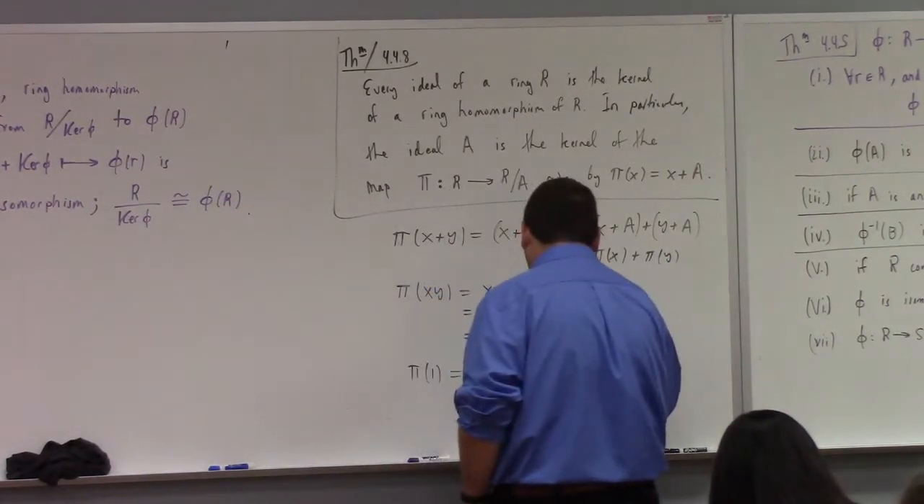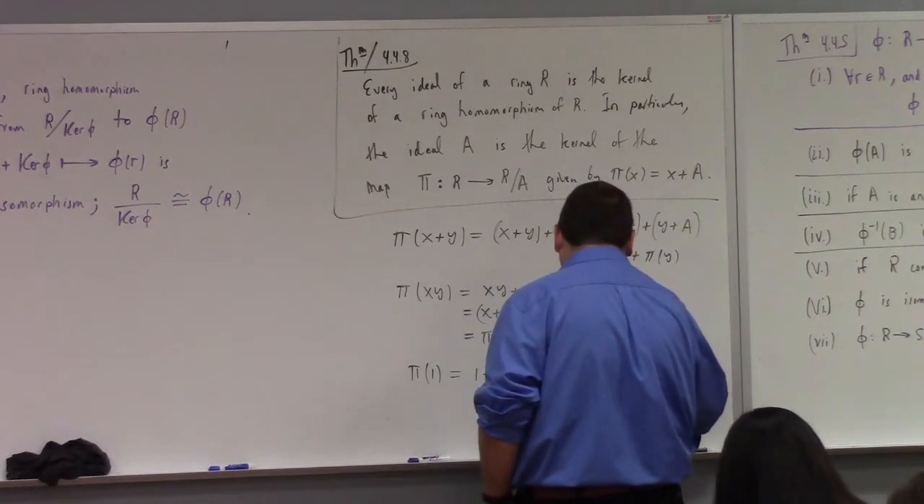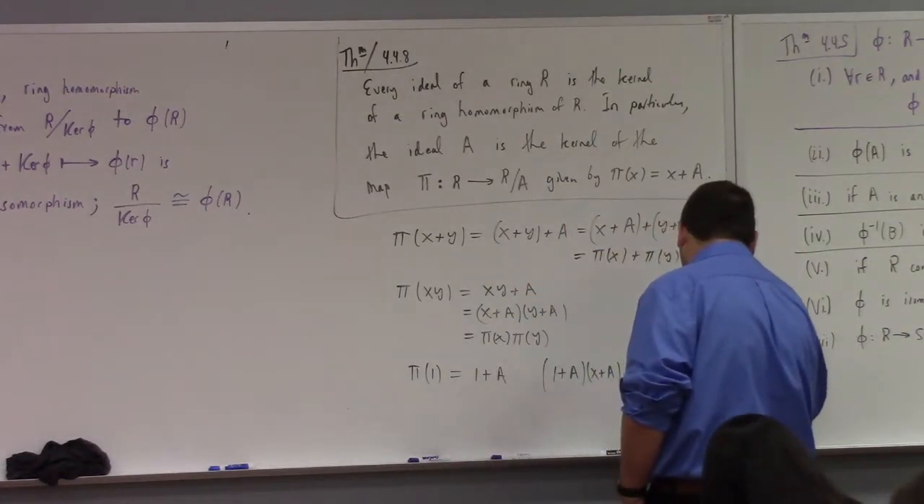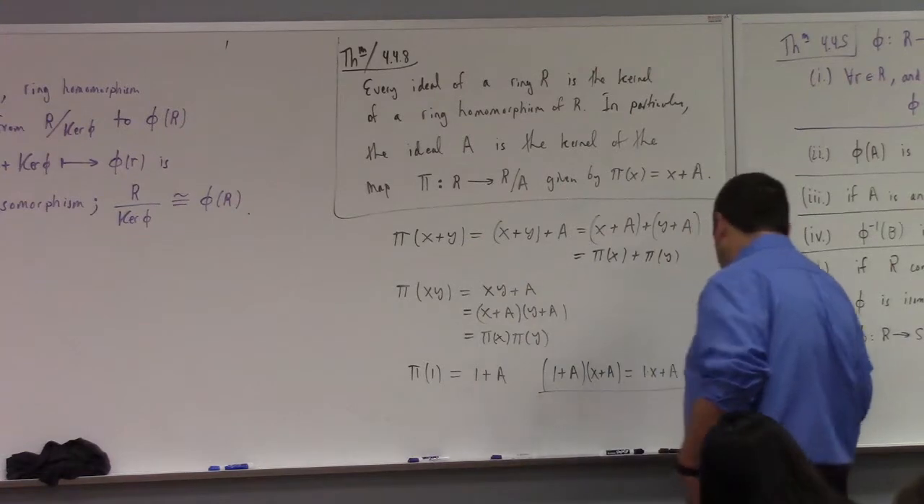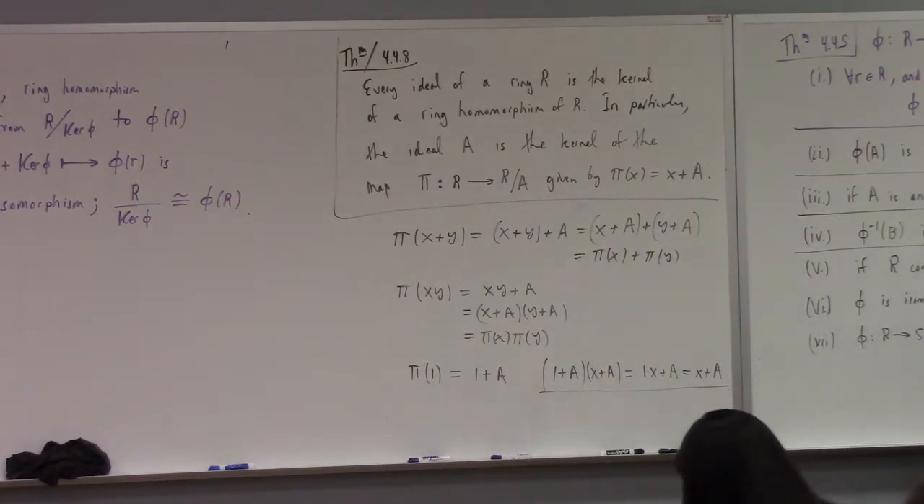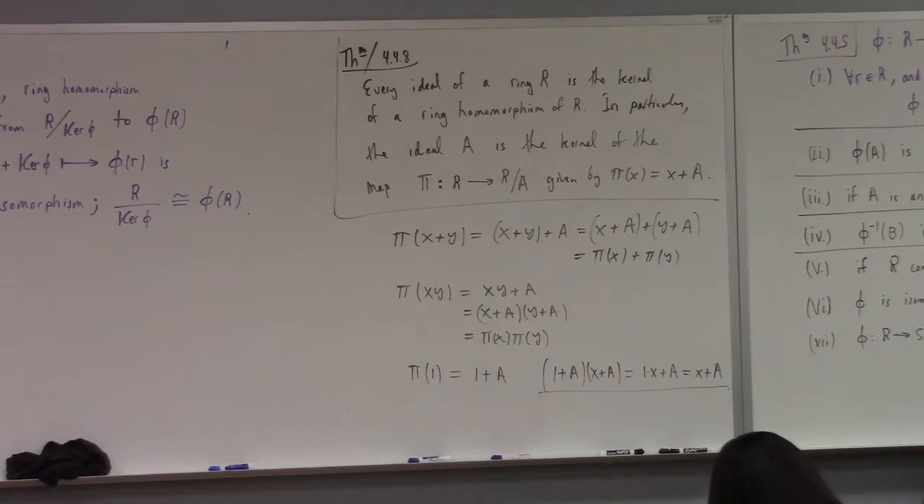How does 1 plus a behave? 1 plus a times x plus a, what happens with that? So 1 plus a is the multiplicative identity in the factor ring, which is what we want. We want 1 to be sent to the multiplicative identity again. So this pi, this quotient map, is in fact a ring homomorphism, and its kernel, it's pretty easy to verify, is A itself. And that's the theorem.